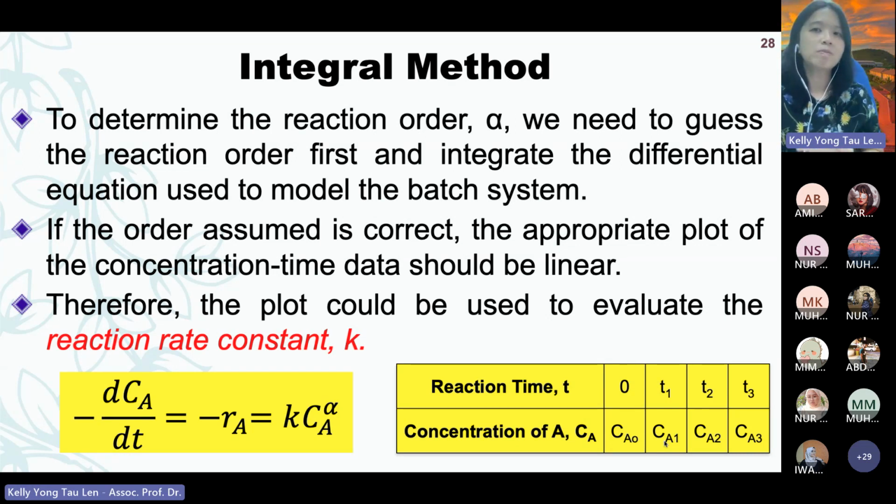Value K tak bergantung kepada siapa yang buat eksperimen tu, tak bergantung kepada batch reactor mana. You use the same type of batch reactor, as long as you use batch reactor, the value of K should be the same as well. Right?